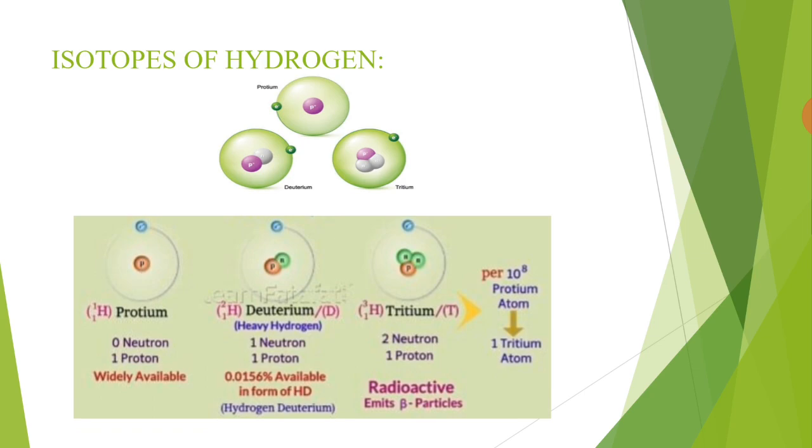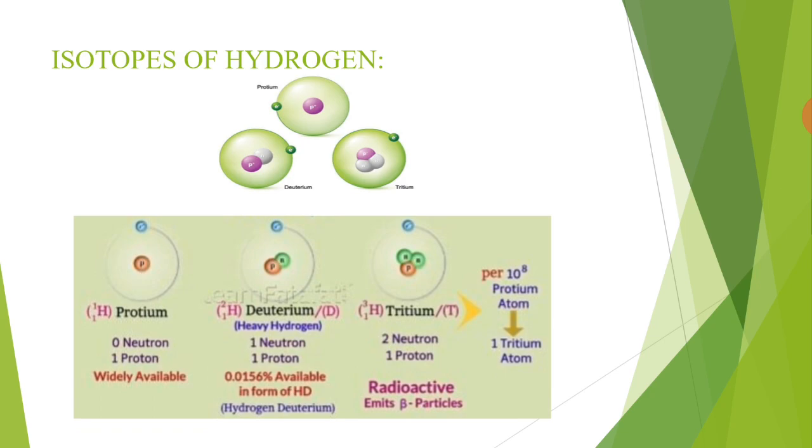Hydrogen 2, that is deuterium, is also called heavy hydrogen. Its symbol is 1H2, its atomic number is 1 and mass number is 2. It has 1 proton, 1 electron and 1 neutron. Tritium symbol is 1H3, its atomic number is 1 and mass number is 3. It has 1 proton, 1 electron and 2 neutrons.